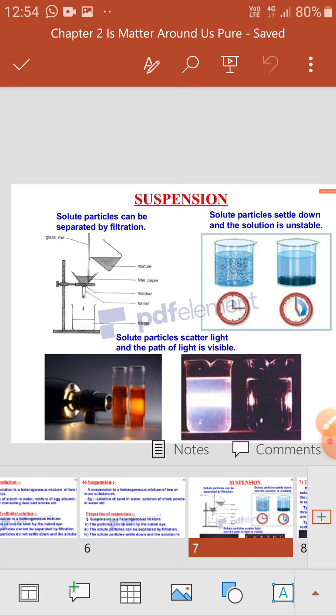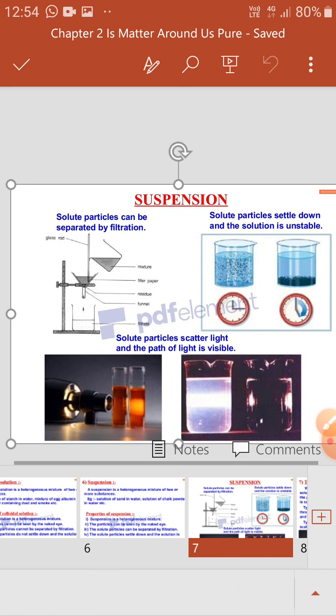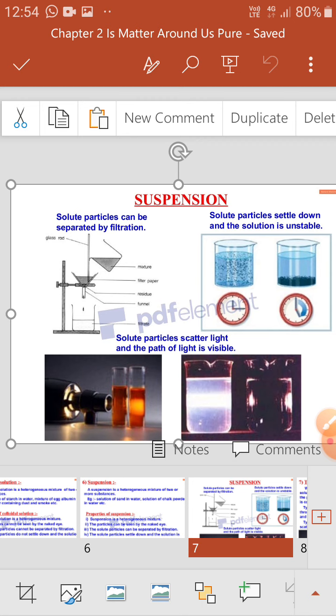Solute particles can be separated by filtration like this. You have to take a funnel, then add a filter paper around this funnel. Then you have to keep a beaker. You can take a test tube also. The filter paper should be around the funnel. You take a glass rod, and along the glass rod you pour the mixture. In this way you can filter.